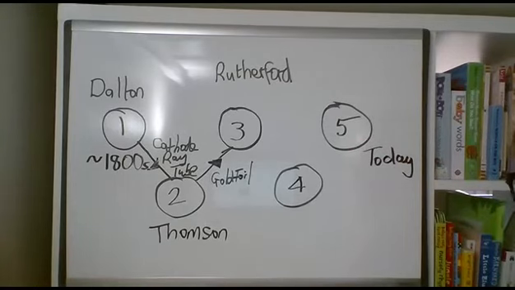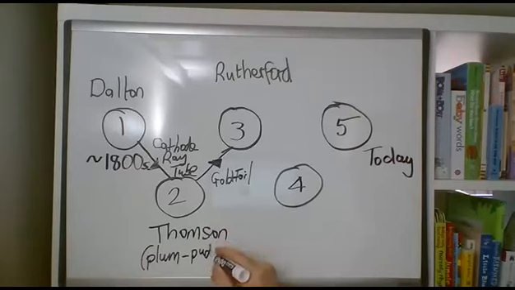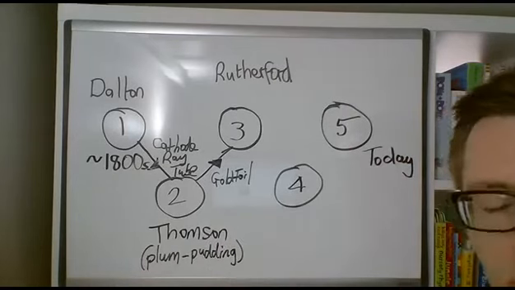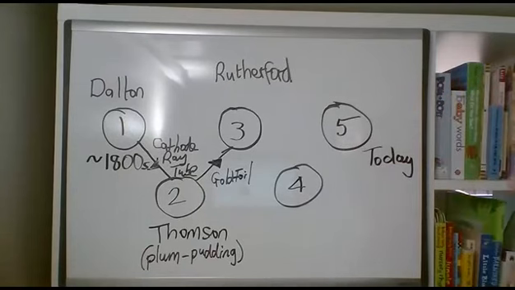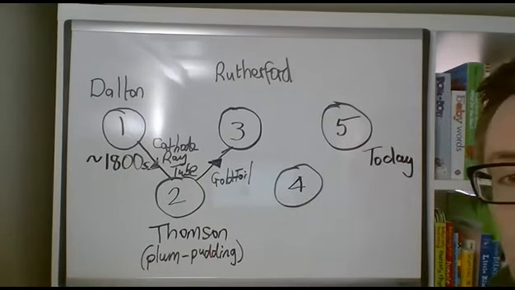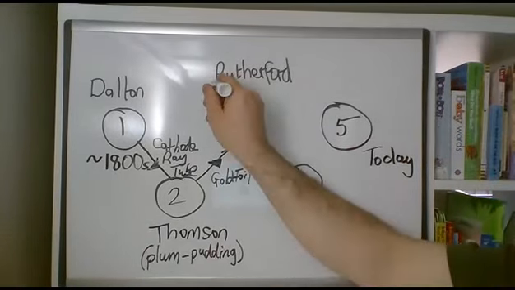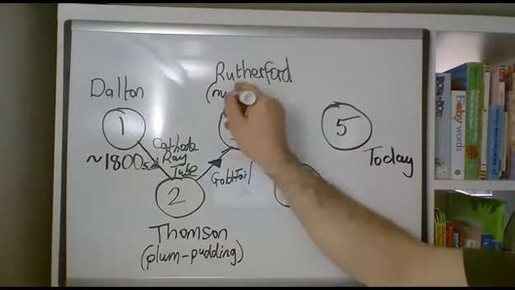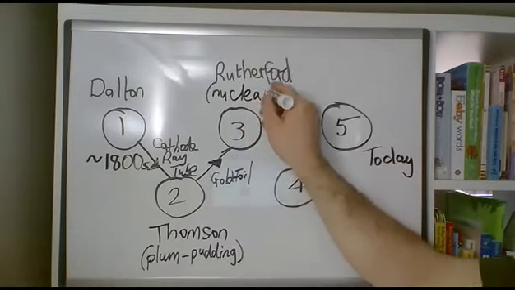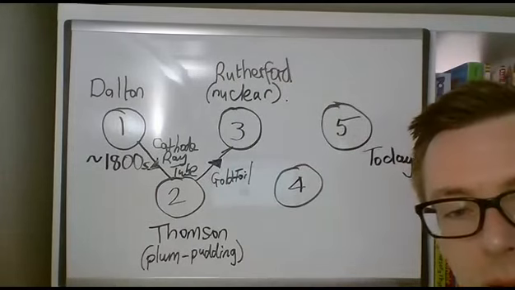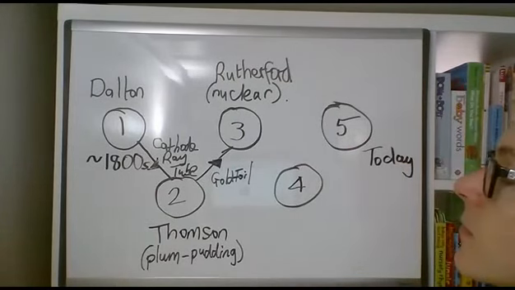It's probably worth noting here that the Thompson model is often called the plum pudding model, for trivial reasons that we'll go into later. The Rutherford model is called the nuclear model, for reasons that we'll go into later.